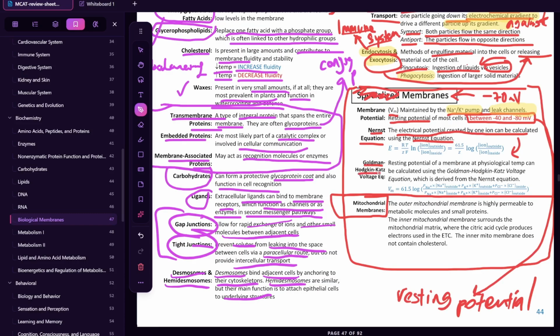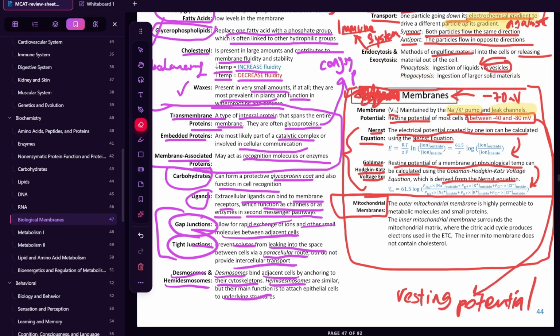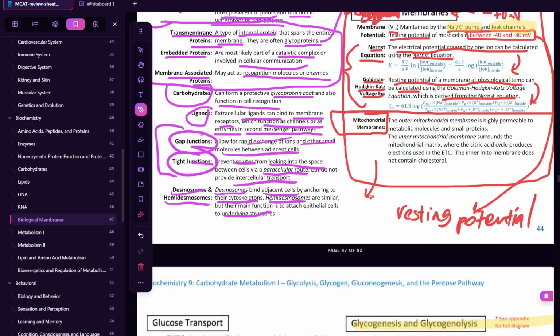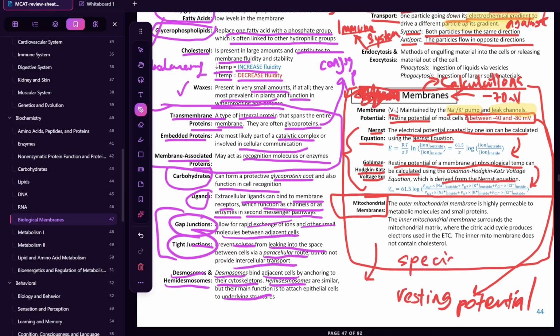The Goldman-Hodgkin-Katz voltage equation gives the resting potential of a membrane at physiological temperature, and it is derived from the Nernst equation. You want to do practice problems to help you understand that better. So this is just about membranes. I don't know what this title is here. If I were writing this, I'd probably name it membrane calculations, or equations, something like that.